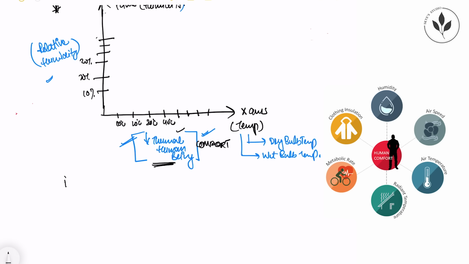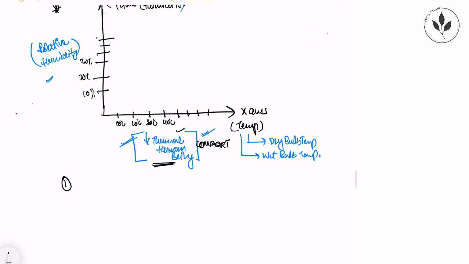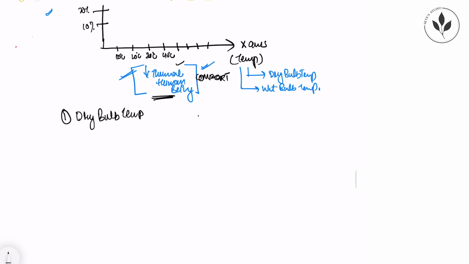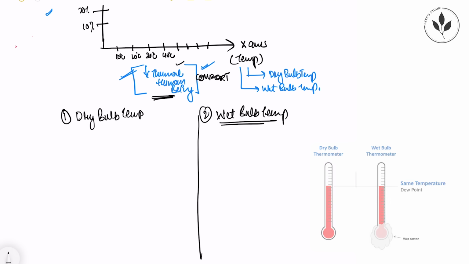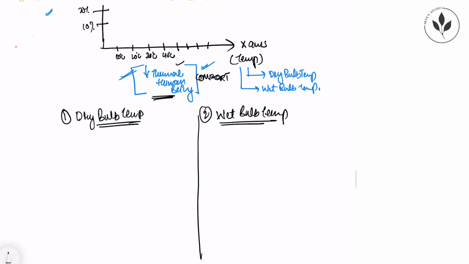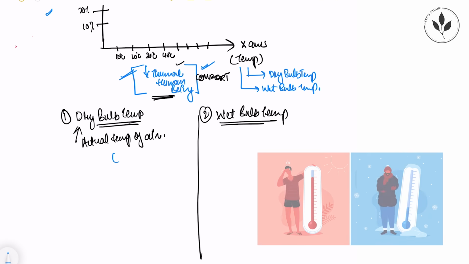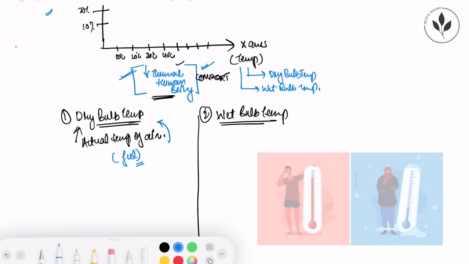Now let's start with the first component, which is called dry bulb temperature. Let's discuss them both together, dry bulb temperature and wet bulb temperature. In general terms, if I say dry bulb temperature, this is the actual temperature of air. So this is something that you feel. The actual temperature of the air that you feel comes in your dry bulb temperature.